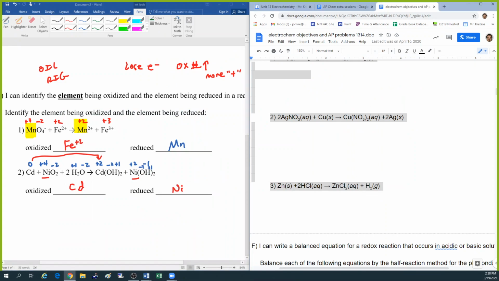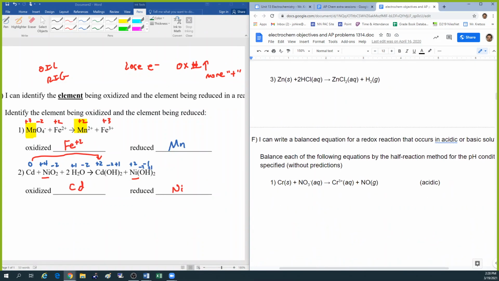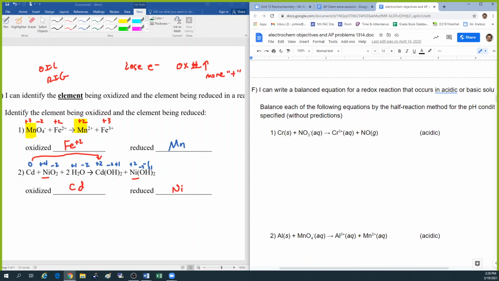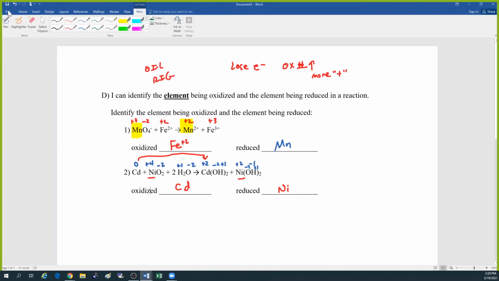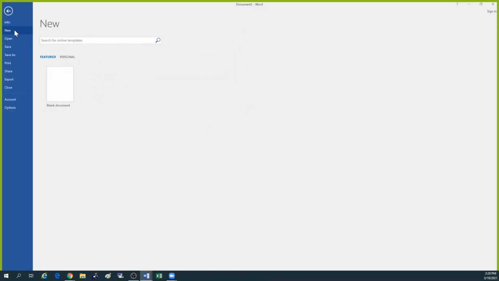All right. So now the last bit, oh, your favorite, is the whole thing about using the half reaction method to balance a redox equation. I think we need to go through that again, at least once or twice. So let's put one up and just work through it.